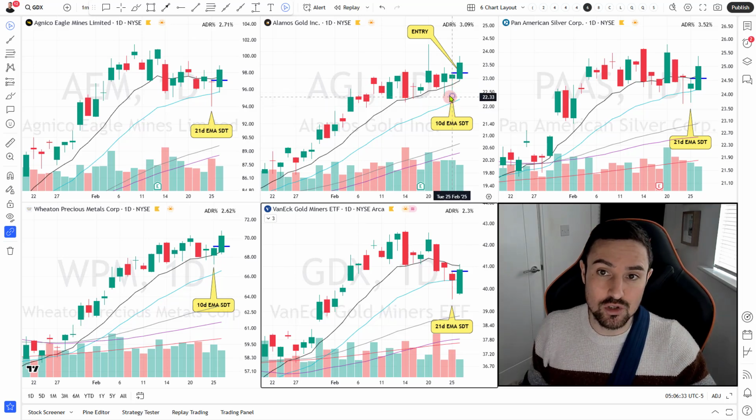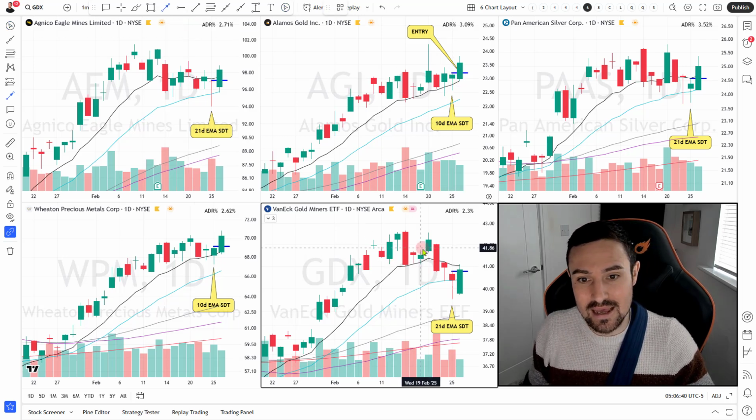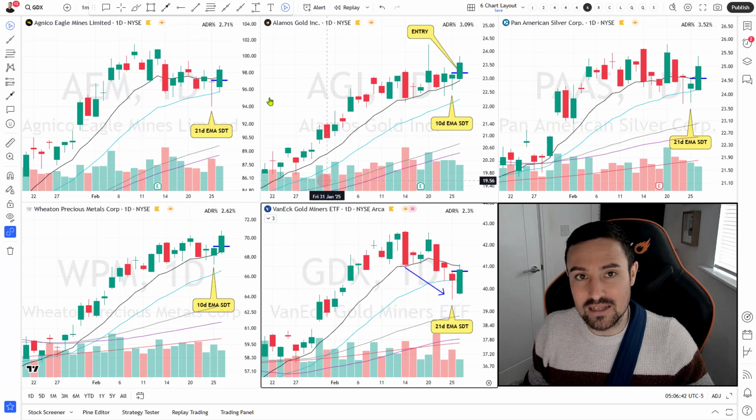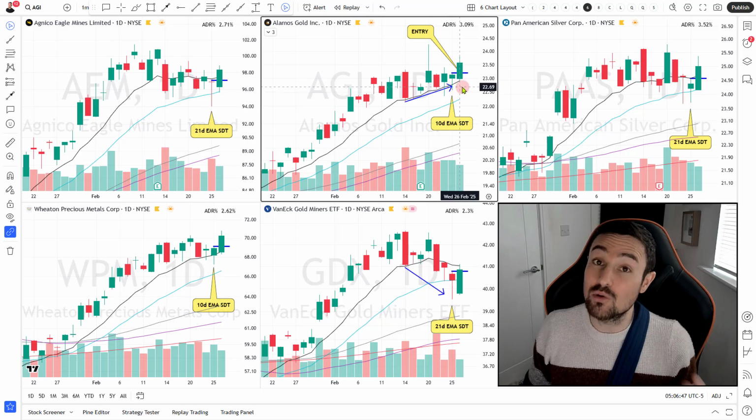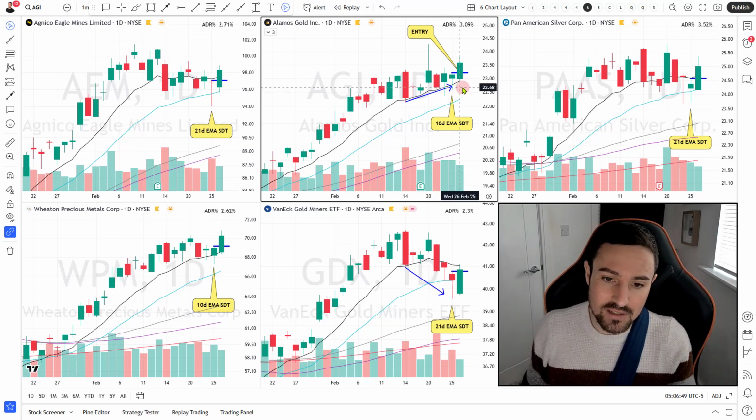No, it's so strong. It's actually just going to form an inside bar and hang on here around its 10-day EMA. You can also see as GDX here just makes a lower low. What do you notice with Alamos Gold? Well, Alamos Gold doesn't do that. Alamos Gold puts in a higher low. Alamos Gold is showing a lot of relative strength versus the applicable group theme ETF, being GDX.